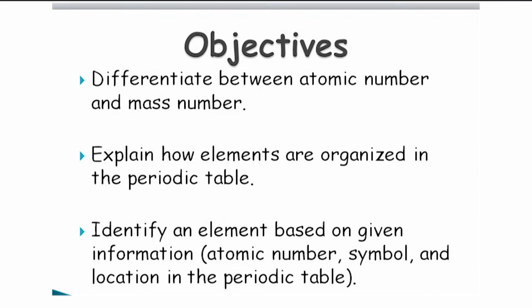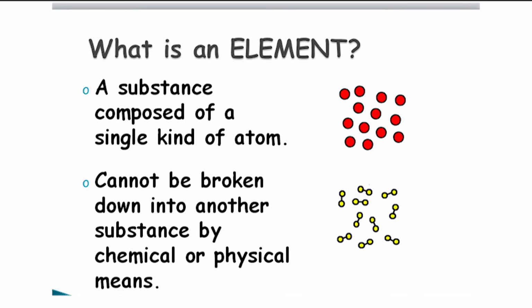Well, what are we going to learn today? Today we're going to differentiate between atomic number and mass number, explain how elements are organized in the periodic table, identify an element based on given information: atomic number, symbol, and location in the periodic table. Let's start. Do you remember the definition of element?